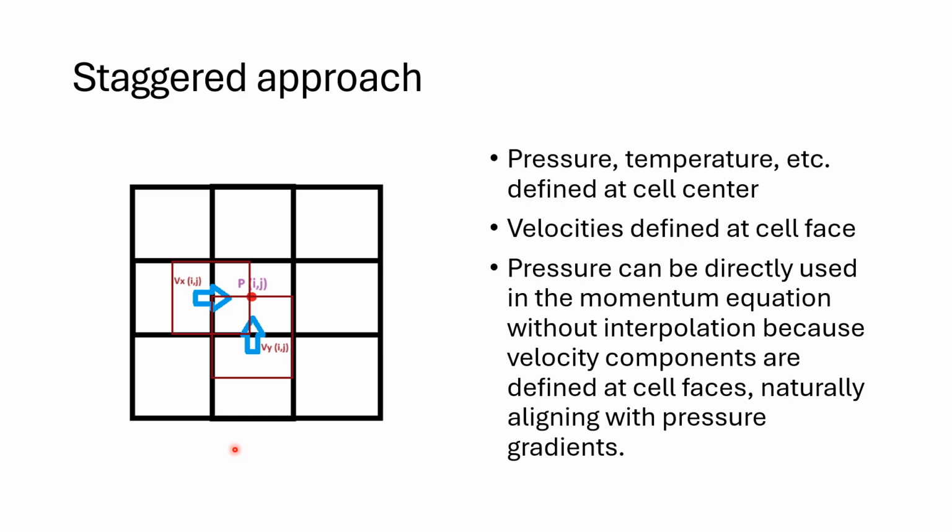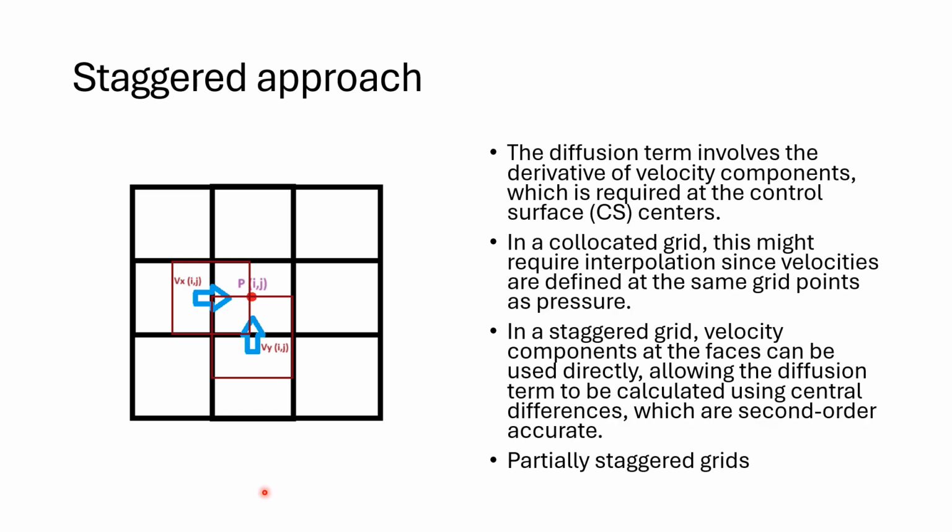But here in the staggered approach, the velocities are now defined at the cell faces, so we don't require any more interpolation. You can directly use the pressure in the momentum equation. The velocities are naturally defined at the locations where they should have been, naturally aligning with the pressure gradients, right? And the diffusion term, the derivatives that come inside it, these also do not require anything, because it is at the cell faces. In the collocated approach, obviously we had to do interpolation. Here there is no need for interpolation. You can use second order accurate schemes or anything to solve in a staggered grid.